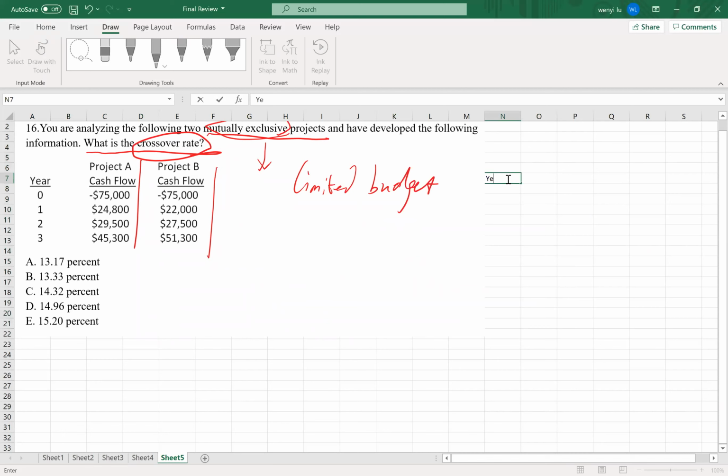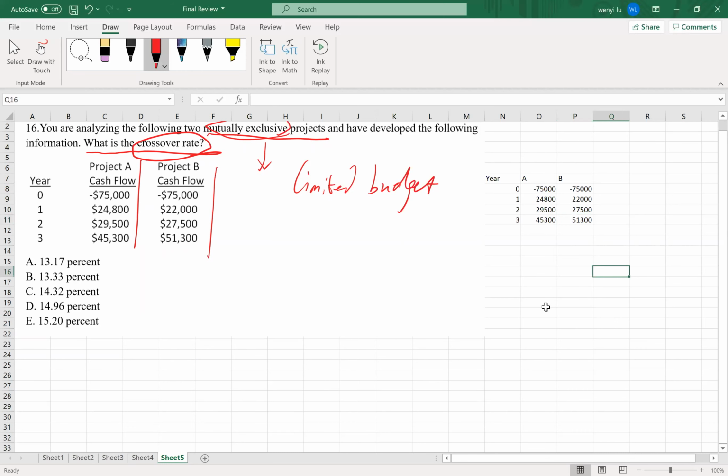First, we type the years 0, 1, 2, 3. For project A, we copy the cash flows down: minus 75,000, 24,800, 29,500, and 45,300. For B, we also copy the cash flows: minus 75,000, 22,000, 27,500, and 51,300.